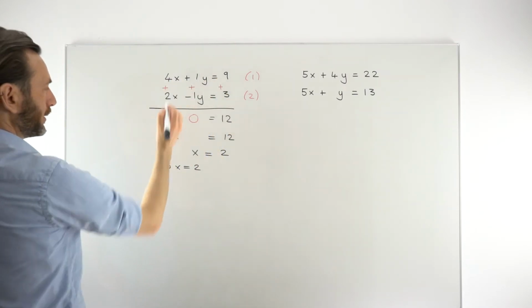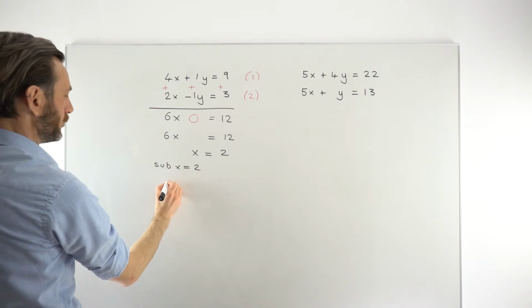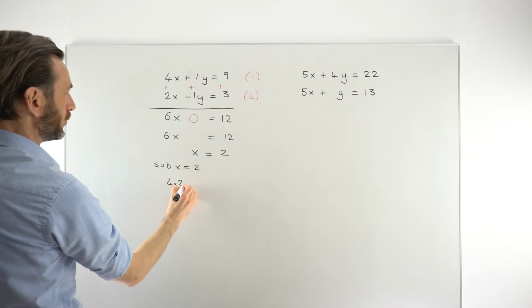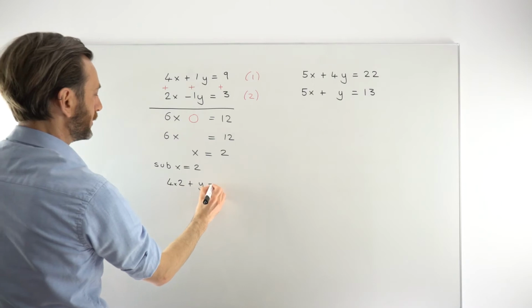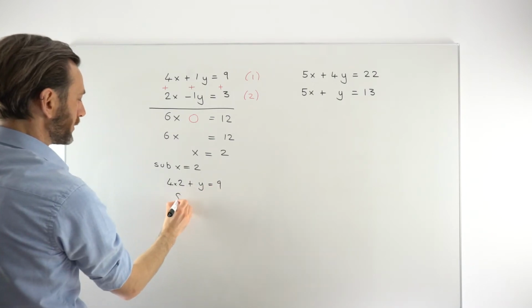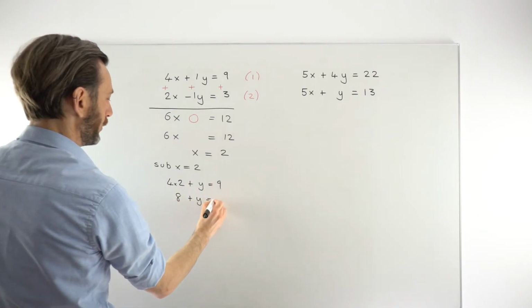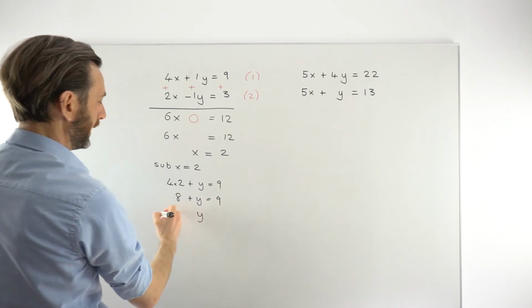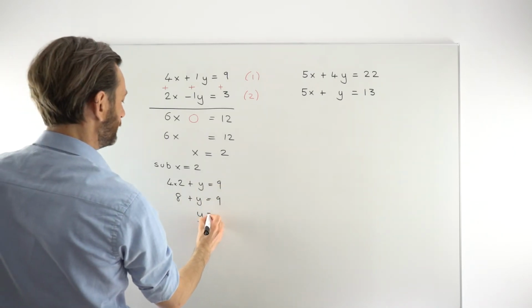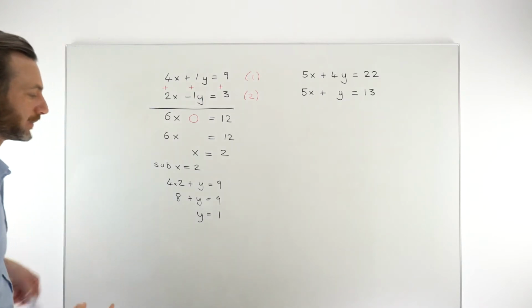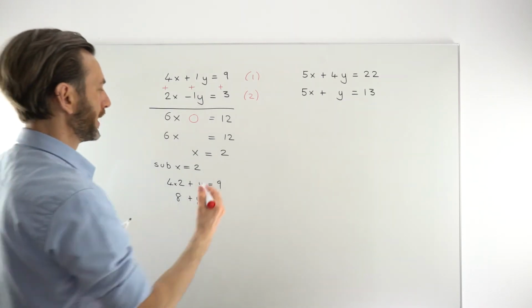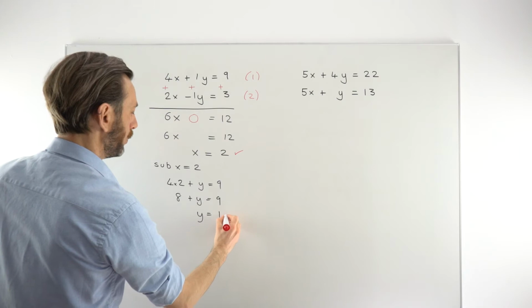So 4 times x, that's now going to be 4 times 2. So let's go 4 times 2 plus y equals 9. 4 times 2 is 8, so we get 8 plus y equals 9. Just moving that 8 to the other side, it would become 9 minus 8, which is 1. So that's basically our solution pair. x equals 2, y equals 1.